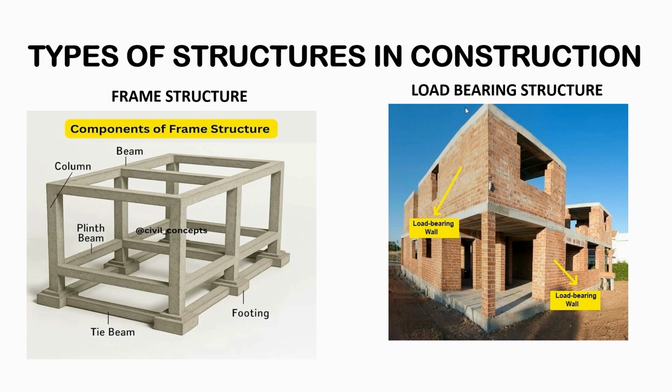The second type of structures we have in construction is load-bearing structures. These are structures that carry their own weight transmitted through walls, and the walls transmit the load directly to the ground. They do not consist of beams and columns, but simply walls in which loads are transferred from the slab directly to the walls, and from the walls directly to the ground. So these types of structures that consist of these structural members are known as load-bearing structures.